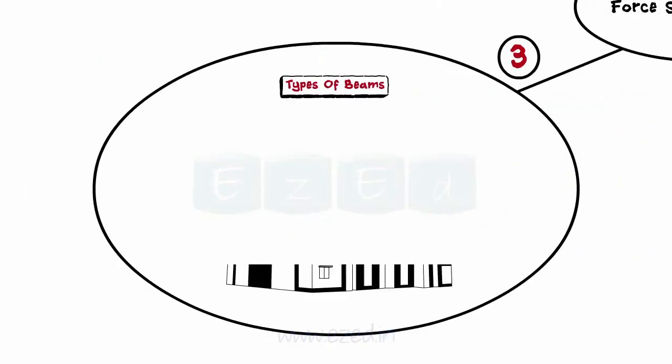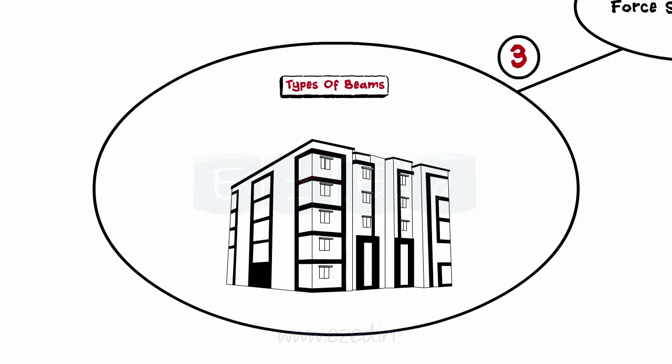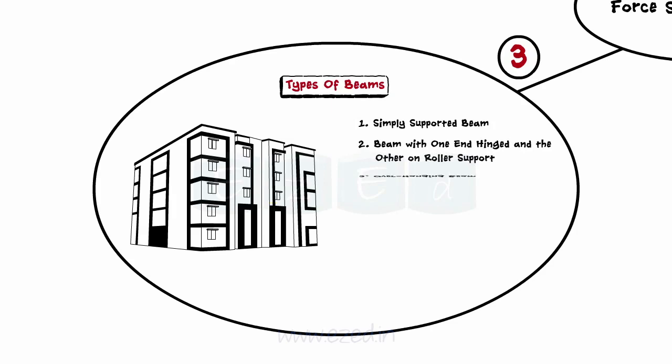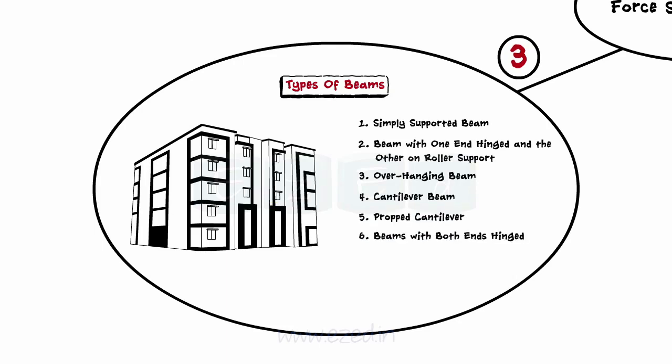A bar subjected to forces and couples that lie in a plane is called a beam. We then saw the various types of beams, for example, simply supported beam, beam with one end hinged and the other on roller support, overhanging beam, cantilever, propped cantilever, beams with both ends hinged, and the continuous beam.